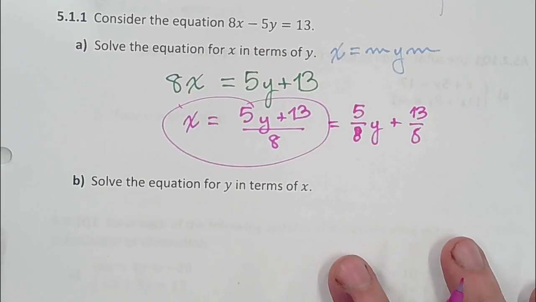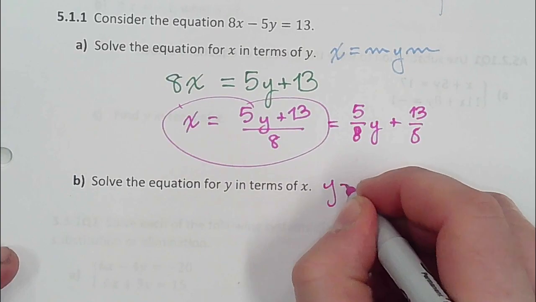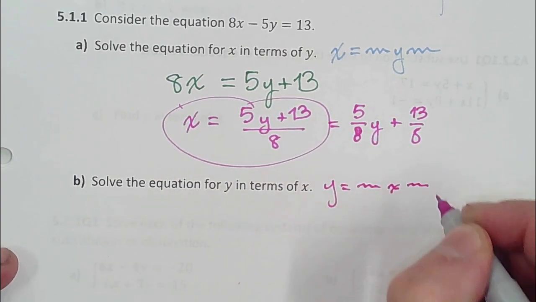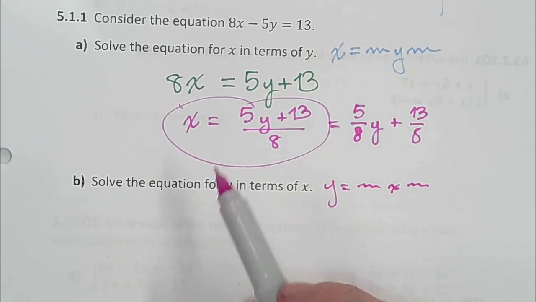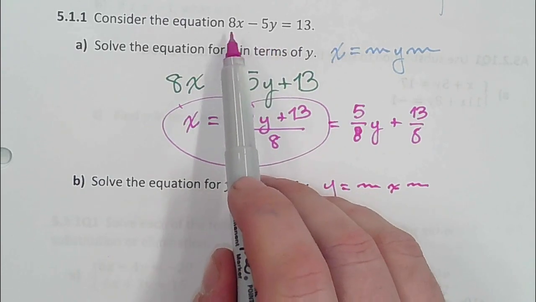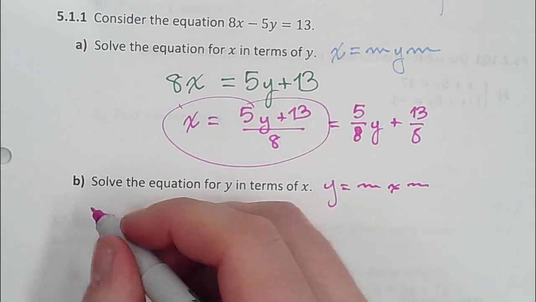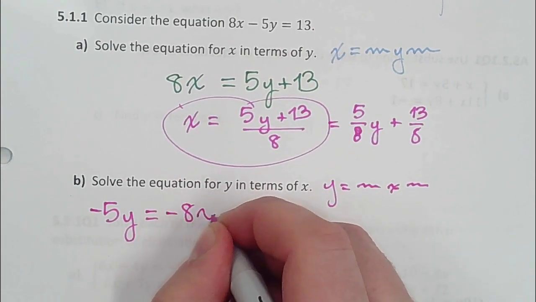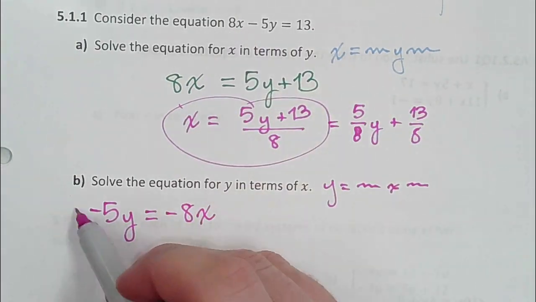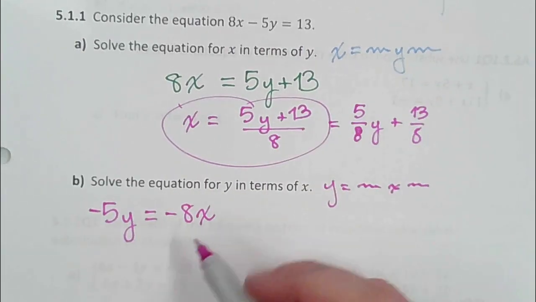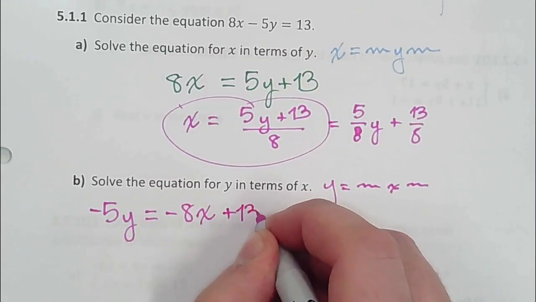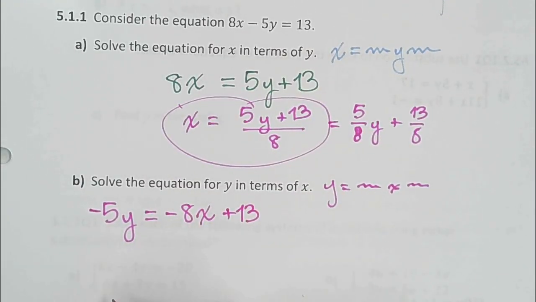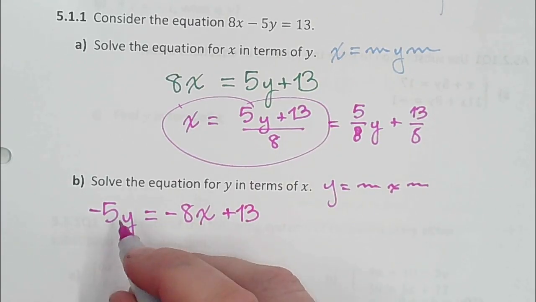Same problem, except now we're going to get y in terms of x. So we're going to want something like this. To do that, I don't want to get rid of this. What I do want to do is get rid of that. So I'm going to subtract 8x. When I do that, I'll end up with my negative 5y still, minus the 8x's that I did to this side, which gives me 0, and then to this side, which gives me negative 8x, plus the 13 that's already there. And of course, to get rid of that negative 5, I'm going to divide everything by negative 5.